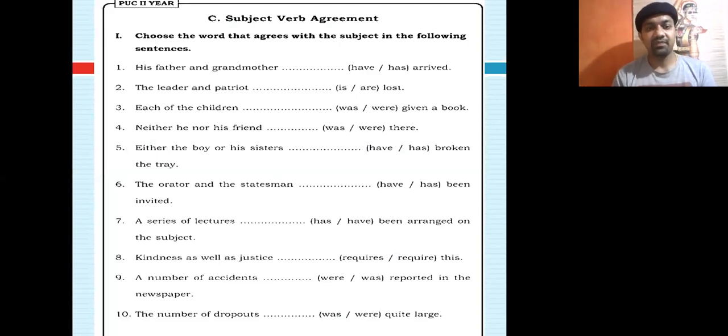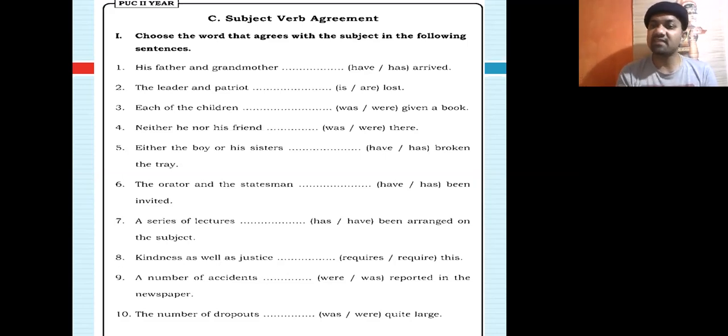Eighth example. Kindness as well as justice. After as well as, in addition to, not only but also, we have seen that when a phrase divides or splits the sentence, the first, original subject should be considered. Kindness as well as justice requires this.